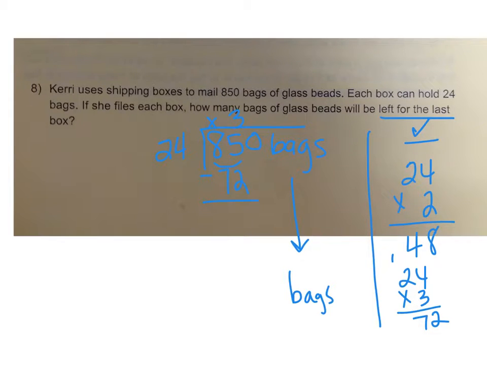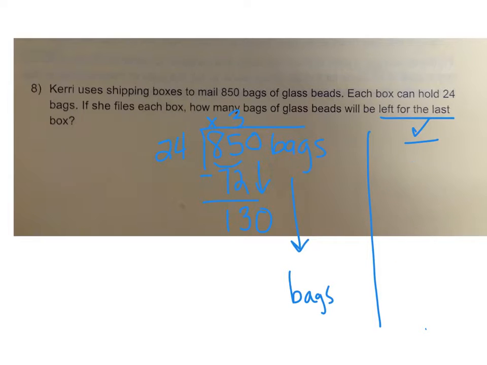When I do this subtraction, I end up with 13 tens left. I'm going to bring down my 0. So now I need to know how many groups of 24 I can make out of 130 bags of beads. Let me just erase a little bit. Normally I like to leave all my guess and checks because sometimes I use that multiplication problem once and it comes in handy another time. So normally I don't recommend erasing those, but I'm a little short on space here.